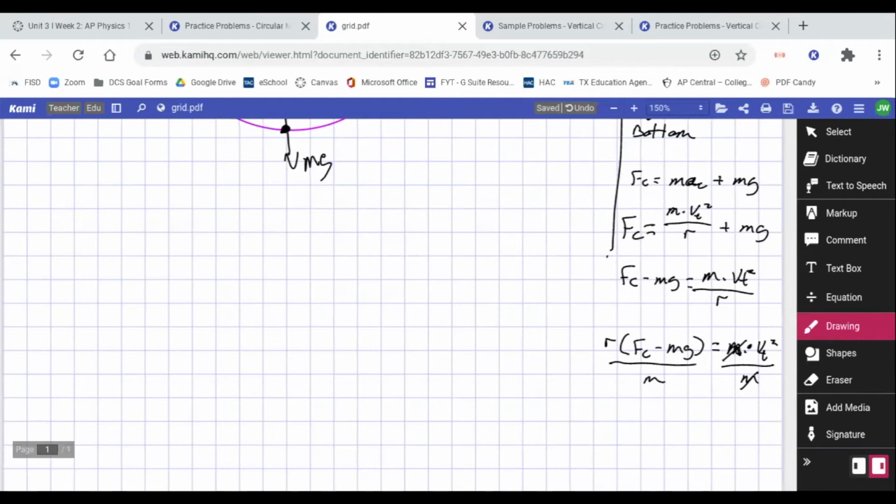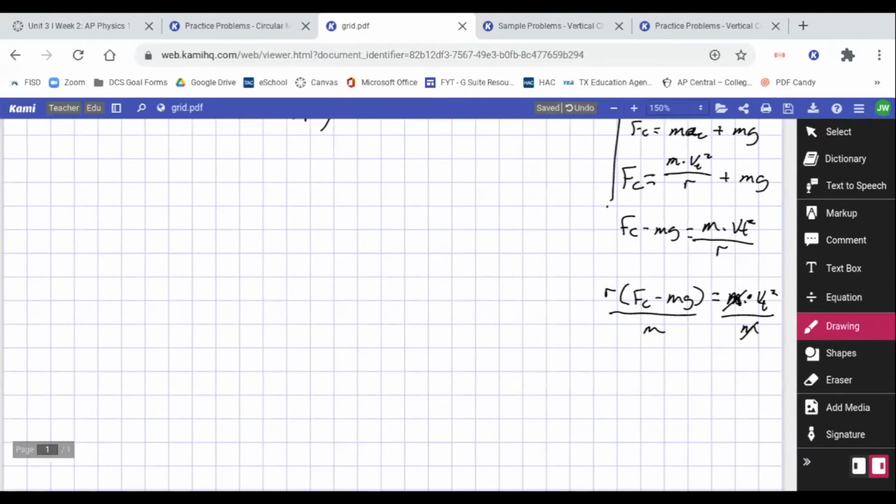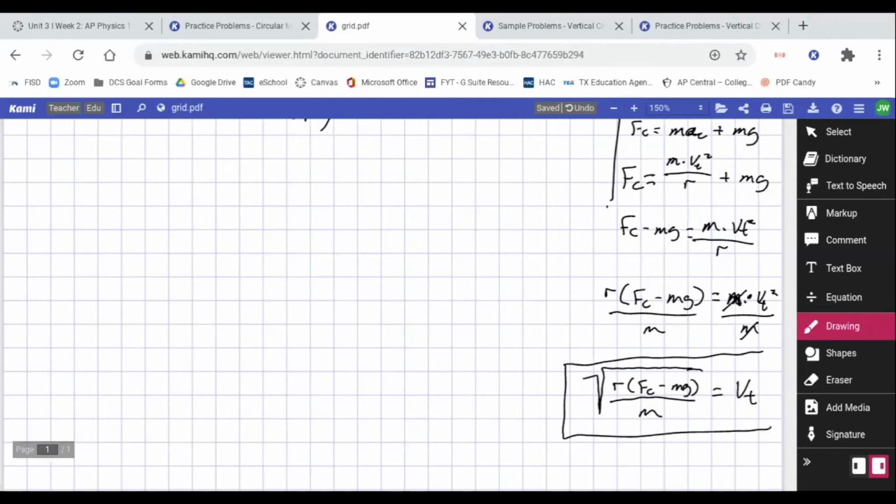If I square root both sides, I finally have it solved for velocity. Finally. So I'm going to get a big square root symbol, and I'm going to have r times Fc minus mg divided by mass, all underneath this, is equal to tangential velocity. There's my equation. Yes, that was a beast to get to.